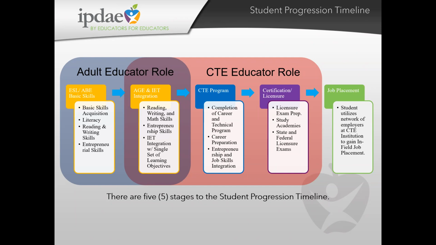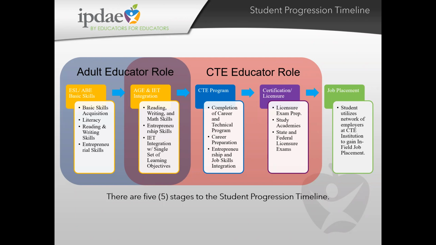And the fourth stage of the student progression timeline is the certification and licensure stage. And in this stage, students will be preparing for the various licensure examinations, and they will participate in study academies in order to succeed in those state and federal licensure exams. And this takes place at the career and technical education institution, whether it's a technical college or an adult center.